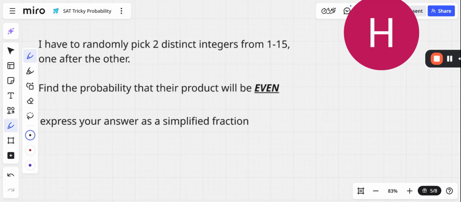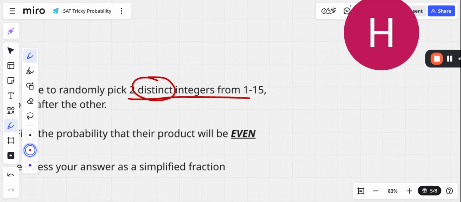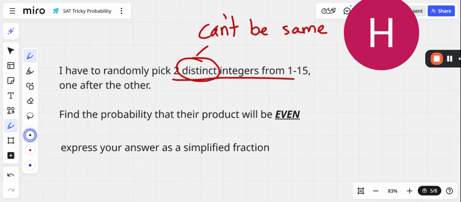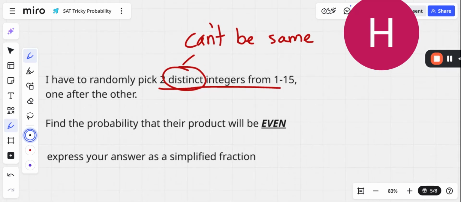So, let's read the problem. I have to randomly pick two distinct integers. Distinct is important. That means they cannot repeat, first of all. They can't be the same. They like to throw in an occasional vocab word every once in a while just to see if you're on your toes and able to determine what that means. They can't be the same. And that little subtle detail completely changes the calculation. If you have 15 options each time you choose a number, that's different than having 15 options for the first and then 14 options for the second selection. Okay, so be careful with things like that.